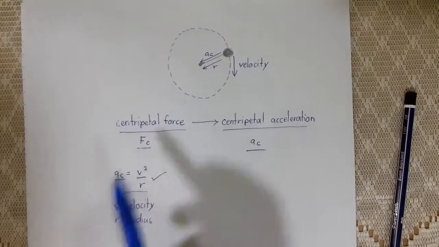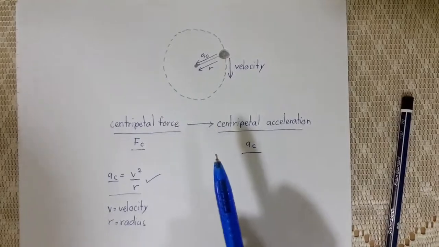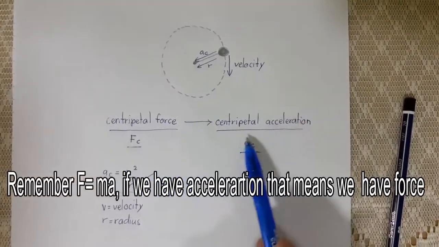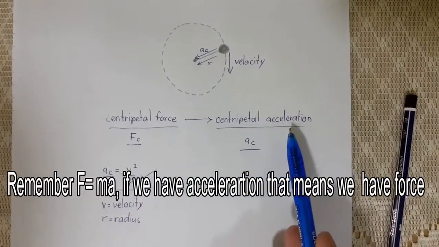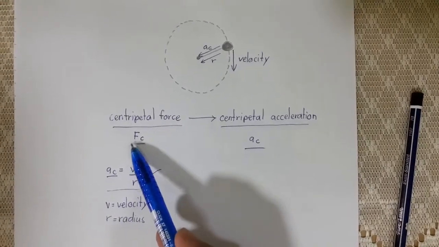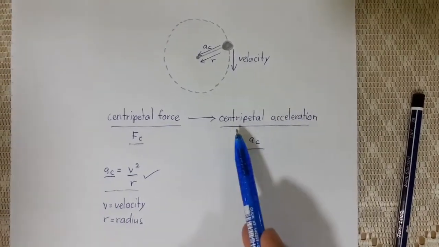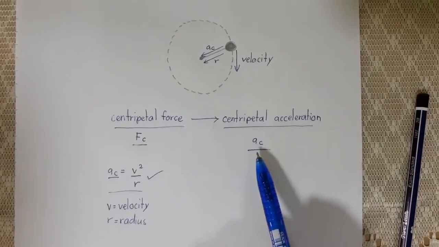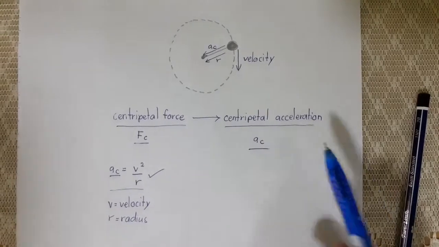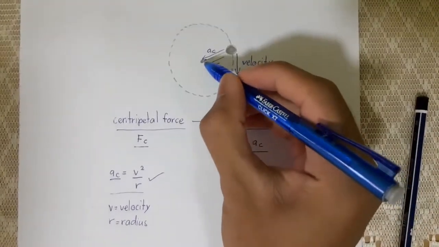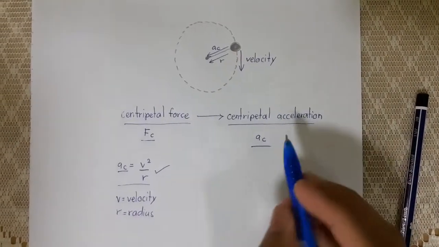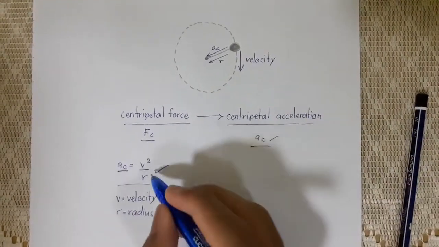Before this, we learned about centripetal force. As we know, if the centripetal force exists, that means the centripetal acceleration also exists. For the centripetal force, we write it as FC, while the centripetal acceleration, we write it as AC. Centripetal acceleration is always toward the center of the circle.